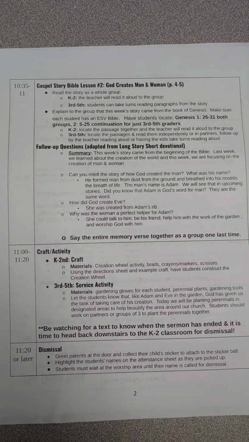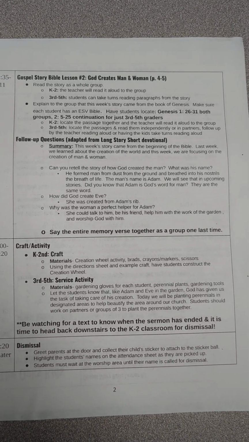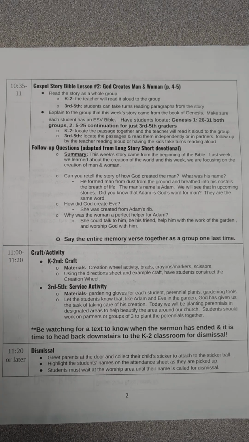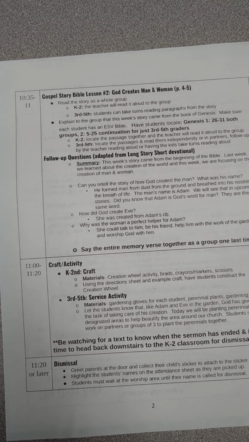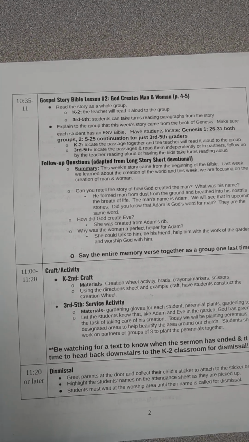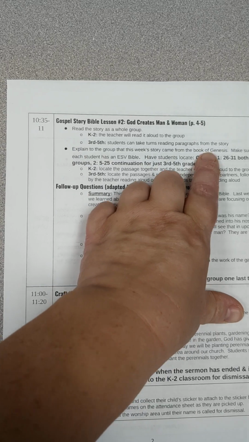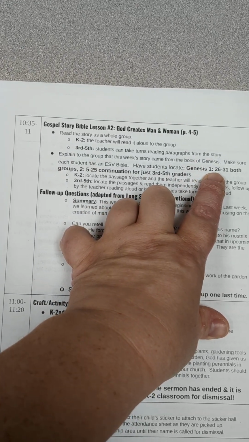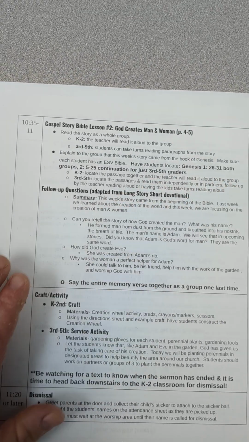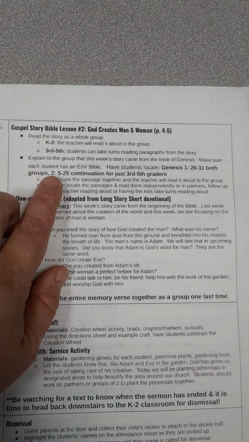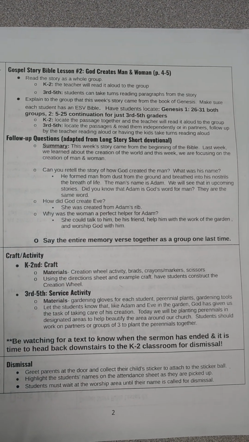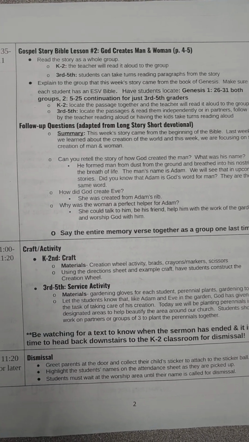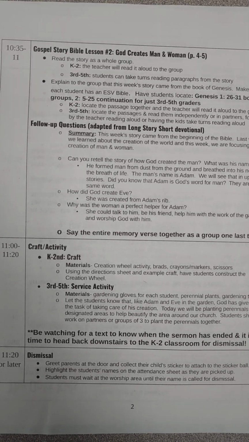And then, as we flip it over, our story for this week is Bible lesson number 2, God creates man and woman. So same as usual, 3rd through 5th grade, you're going to take turns reading the paragraphs out loud around the group. K through 2, the teacher is going to read it out loud. And then you're going to look at where it's referenced in the Bible, which for both groups, do Genesis 1:26 through 31. And if you are upstairs, you're going to also do 2:5 through 25 to look at the creation of man and woman. So read those together. Obviously, if you're in K through 2, they're going to need a lot more guidance on finding the passage.